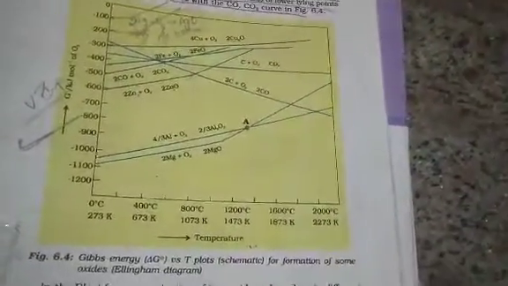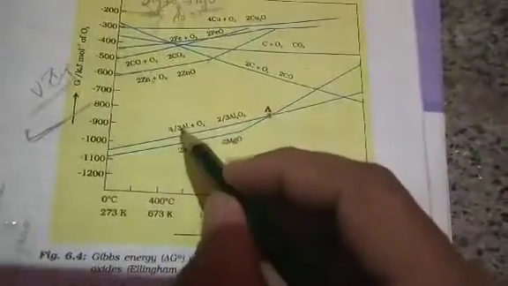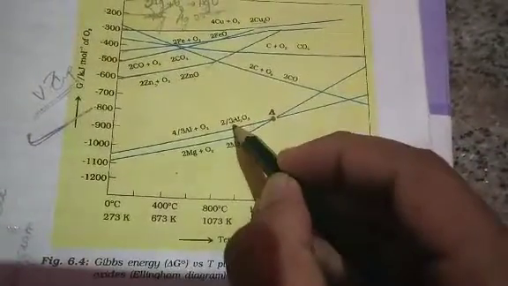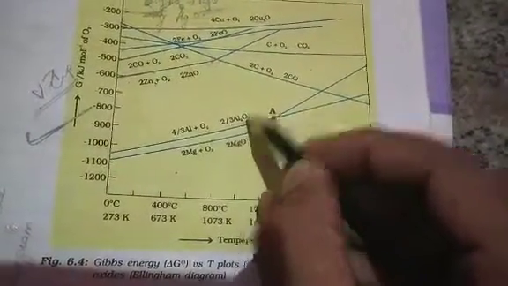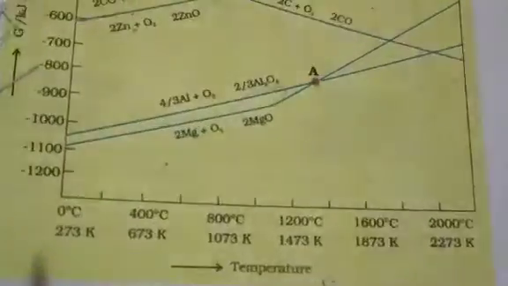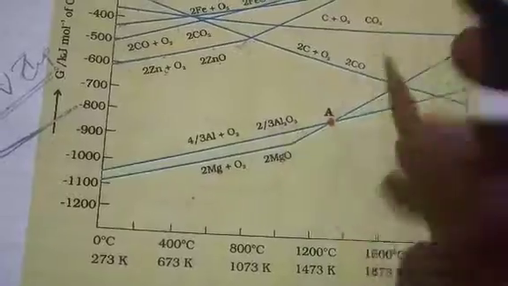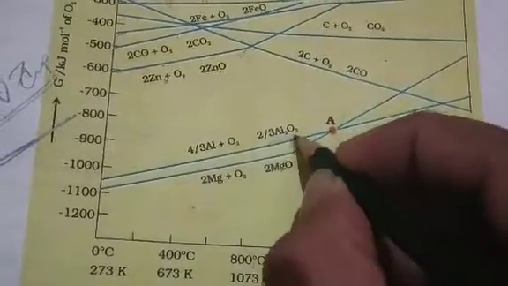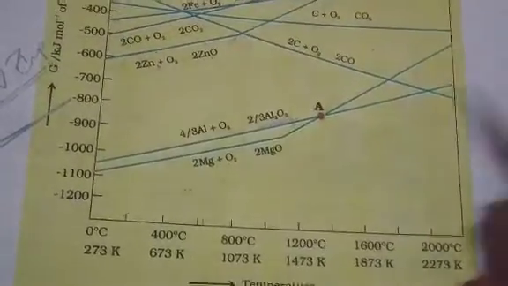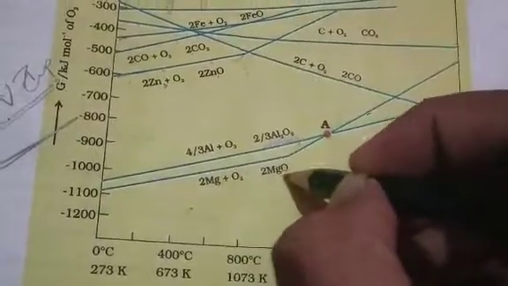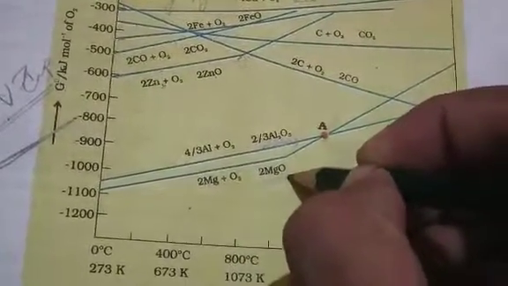What does it mean? For example, if I am having this Al2O3, you can just notice over here what I have given. Here you can notice that I now have Al2O3 as my metal oxide. Can I use magnesium oxide as a reducing agent?